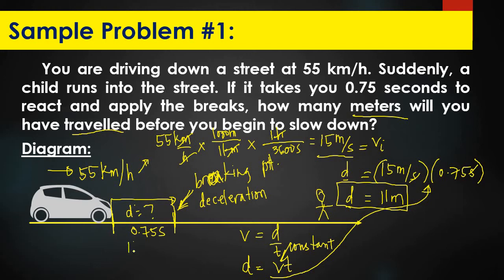So you traveled 11 meters before you braked. You will notice, we did not put east, we did not put west. So we see that its sign is positive, it's a positive number. Therefore, we are going to the east.